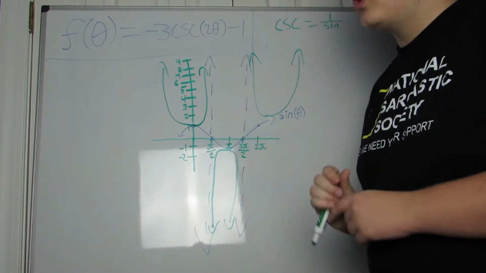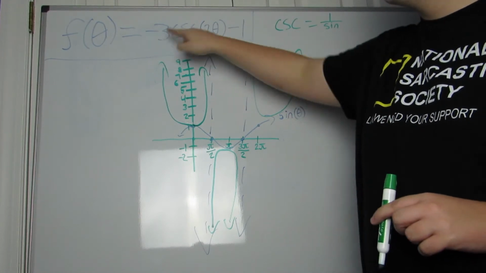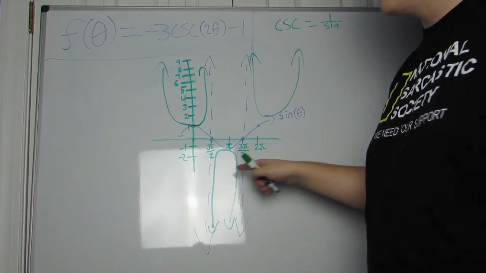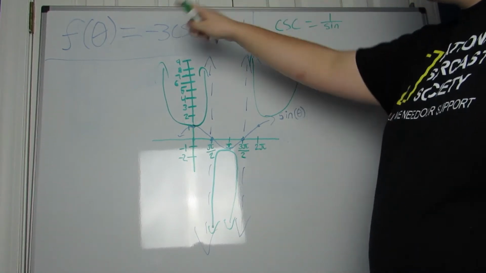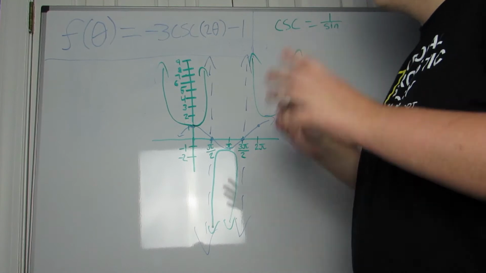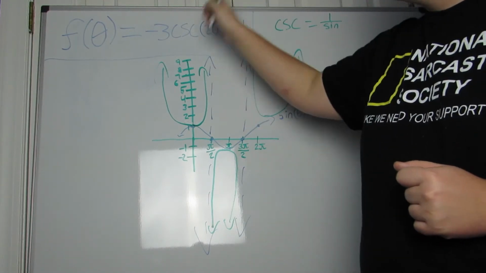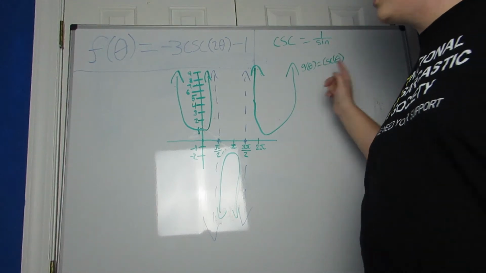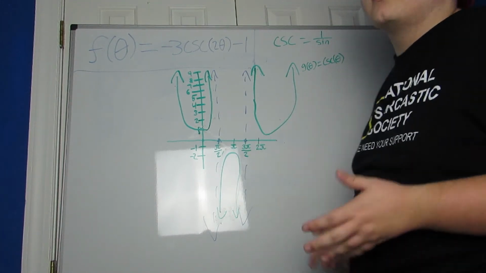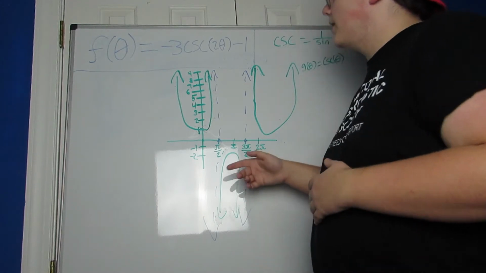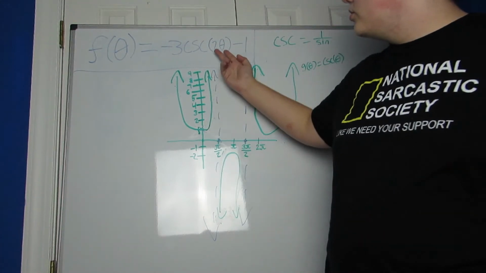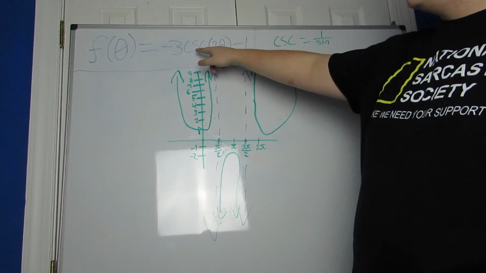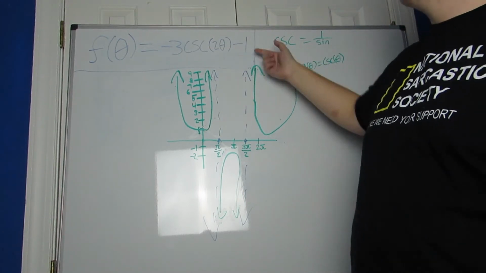Now from this we can find -3 cosecant of 2 theta minus 1, because now that we have the parent function, cosecant of theta, we can now find this. Now that we know how to draw cosecant of theta, the entirety of this function can actually be quite easy. All you have to do is break it up into chunks: the 2 of theta, the -3 out in front of the cosecant of theta, and then the -1.